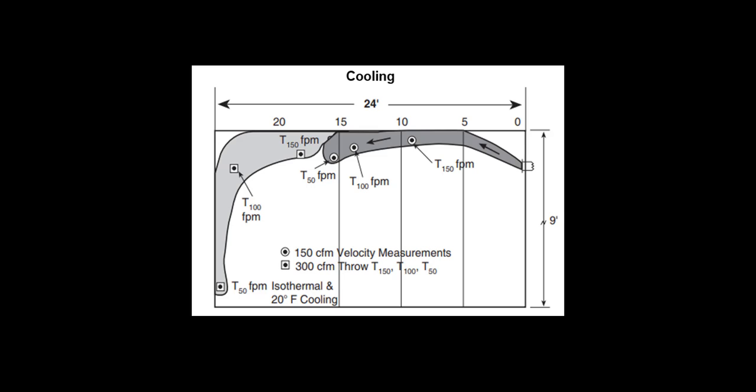The other significance of 100 feet per minute is that it can be useful in predicting cooling throws, as a 100 feet per minute isothermal condition is about the same throw value as a 50 feet per minute throw of a cooling jet.